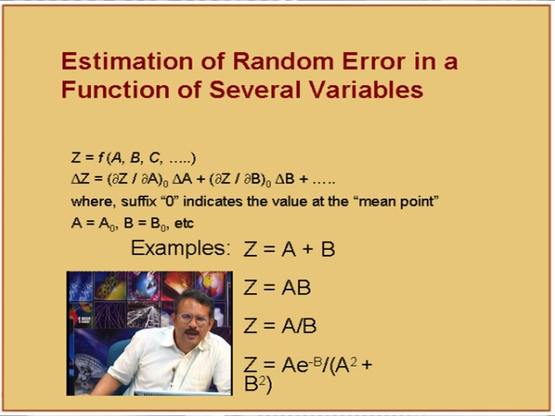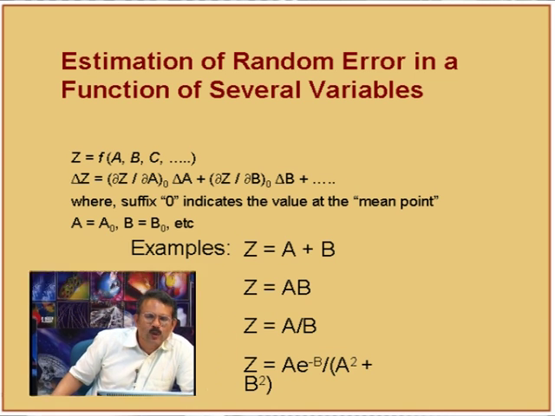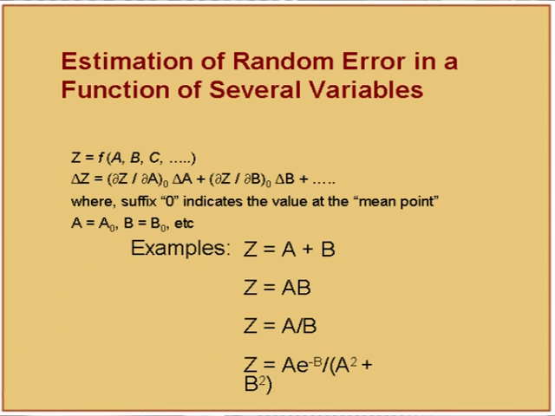So here are some examples which you can take as an assignment, because I am not going to work out all these cases. Some straightforward cases we can see. If Z is equal to A plus B, then when you apply the formula, what you find is delta Z equal to dou Z by dou A, which is 1, so it will be delta A. And dou Z by dou B is again 1, so the second term will be delta B. So delta Z is equal to simply delta A plus delta B.